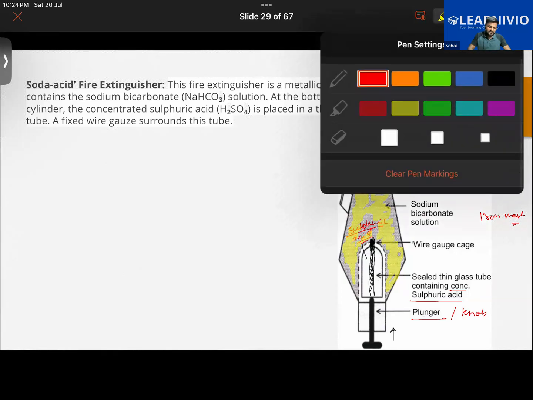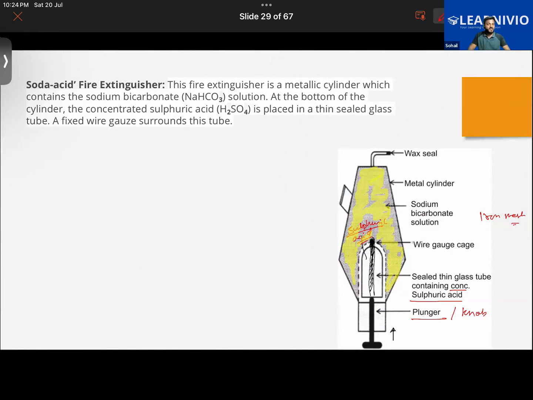So the sulfuric acid will react with it. Now, here's the interesting thing. Once the baking soda reacts with sulfuric acid, then in the process, carbon dioxide gas will be released. Getting it now? So it releases carbon dioxide gas, and hence that carbon dioxide gas can be used to extinguish the fire.